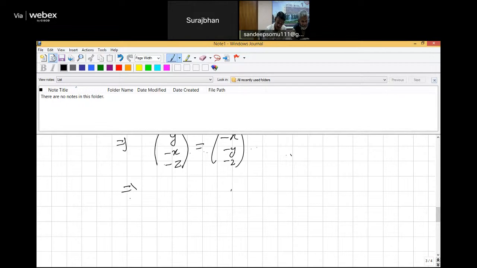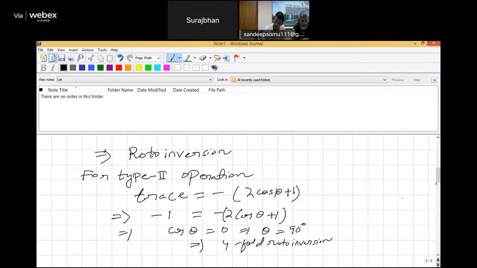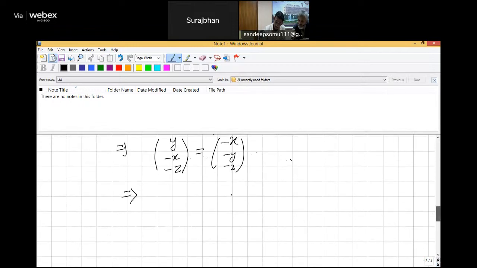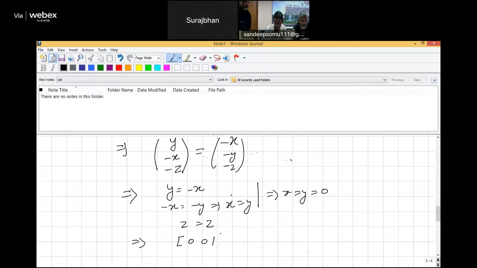So now if you equate both the matrices, we can see y equals minus x, minus y equals... that is, x is equal to y, and z is equal to z. If we carefully look, y equals minus x and x equals y is only possible when x is equal to y equals 0. So our axis of rotation becomes 0, 0, 1.